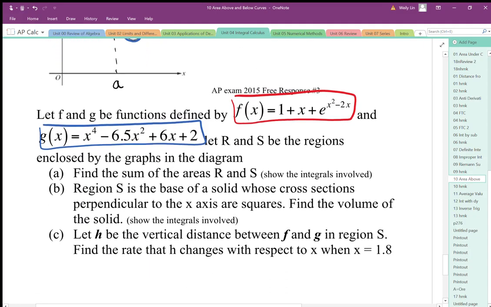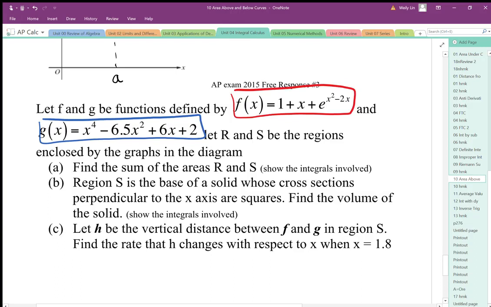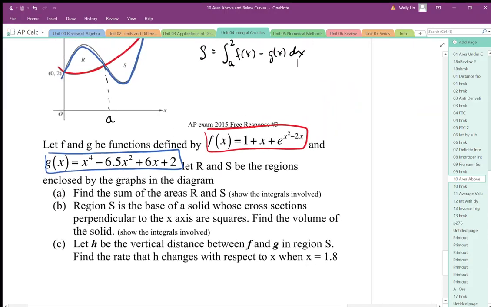It says a region S is the base of a solid whose cross sections perpendicular to the x-axis are squares. Find the volume of the solid. We're not going to actually calculate it, because we'd need the integral function on the calculator to do this, but we're going to show the integrals involved. So for part B, we're going to take this distance here. The cross section is perpendicular to the x-axis, so this length here is going to generate squares in 3 dimensions.